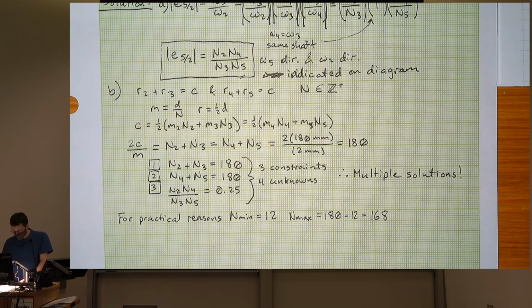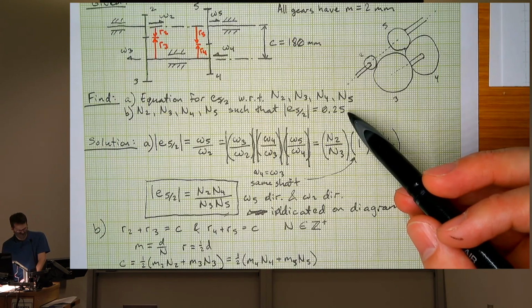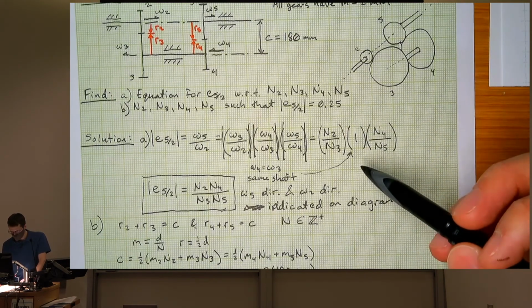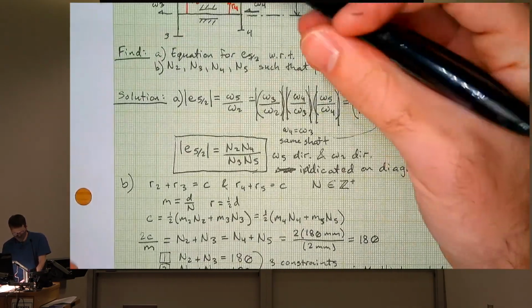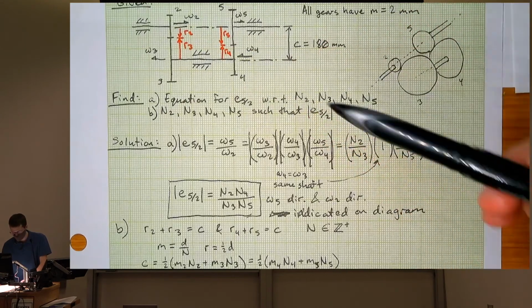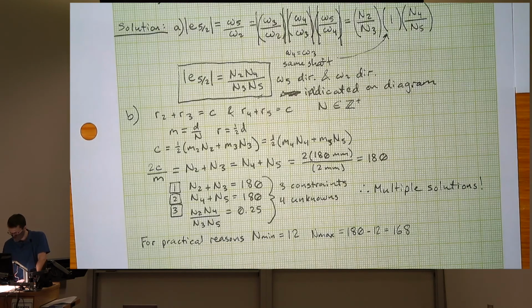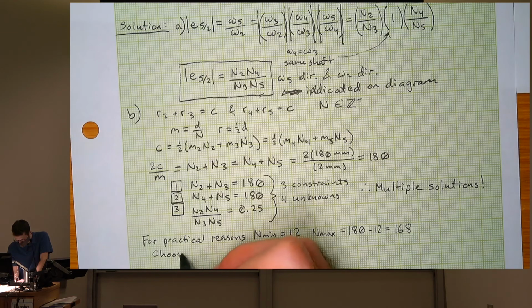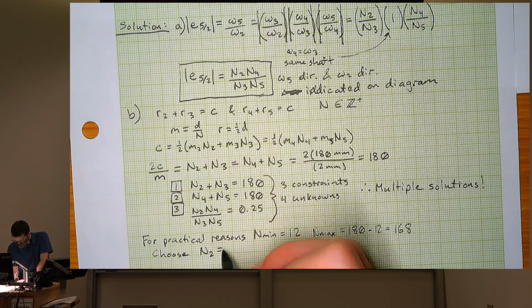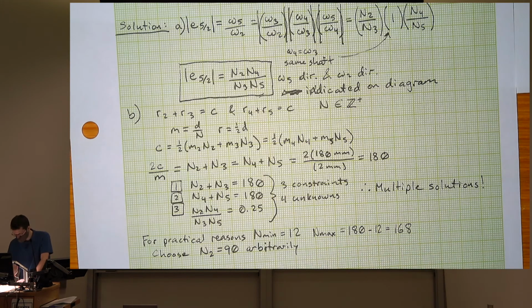Okay, so we're trying to achieve a gear ratio of 0.25. So we want to scale down, but maybe for the first stage from 2 to 3, we don't need to scale down at all. So maybe we just make that a 1-to-1 ratio. That's a perfectly acceptable answer. So we're going to choose arbitrarily. We're going to choose N2 is equal to 90 just arbitrarily.